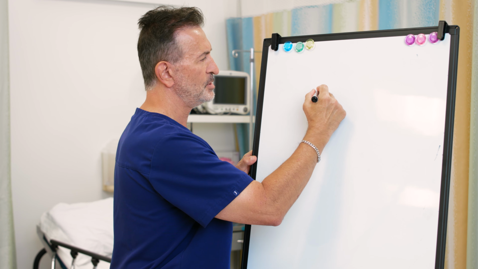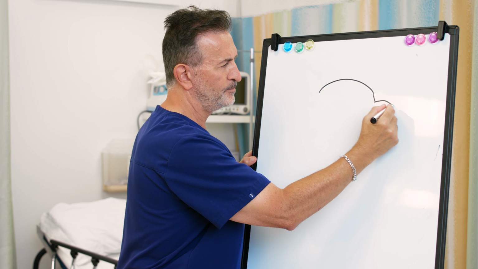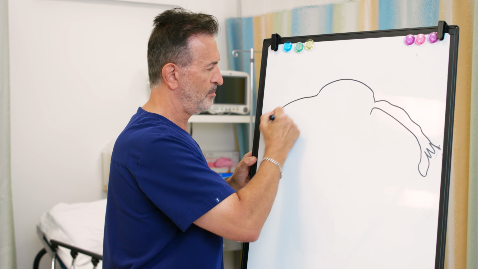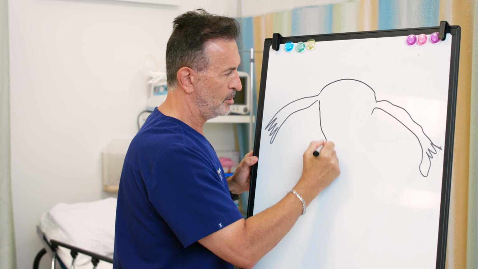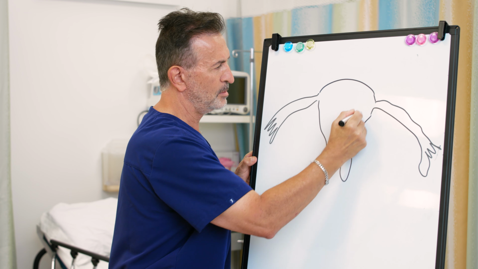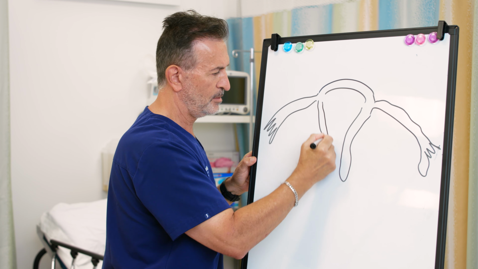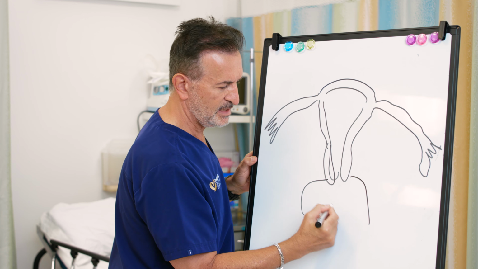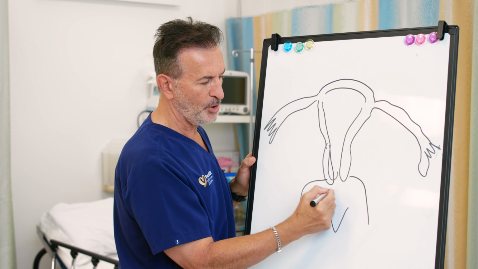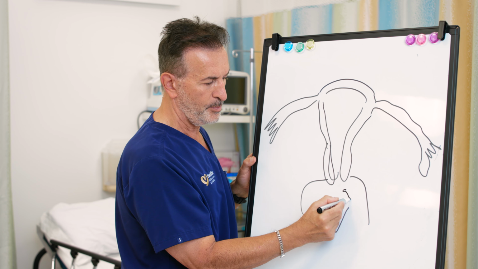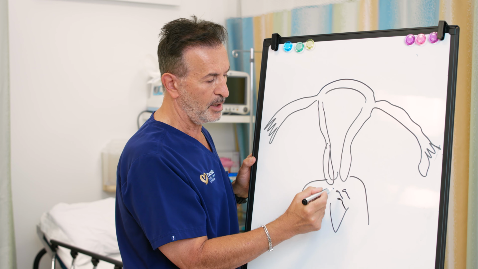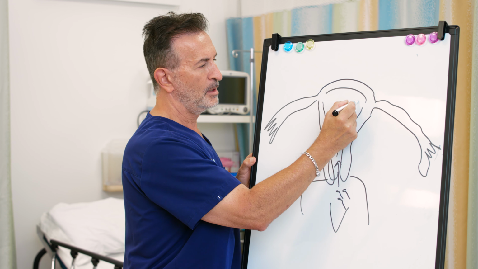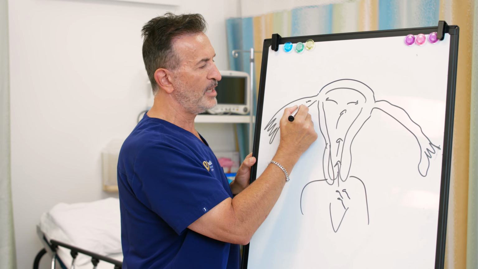So this is the uterus, and this is the uterine cavity. Okay. So this is the vagina right here. This part is the cervix. So sperm is deposited in the vagina. It will travel up through the uterus, and the sperm will go inside the tubes.